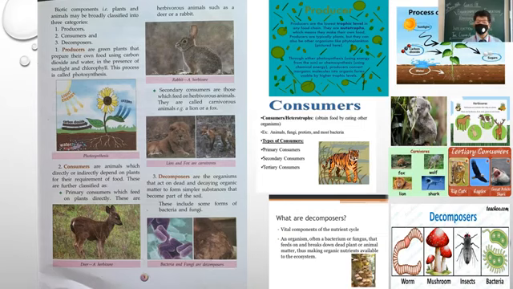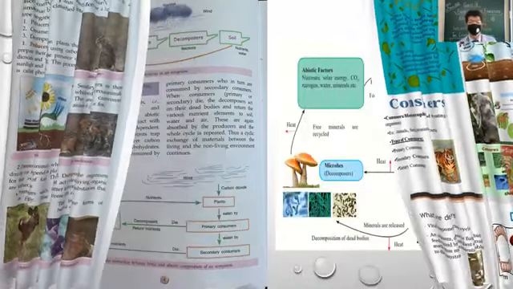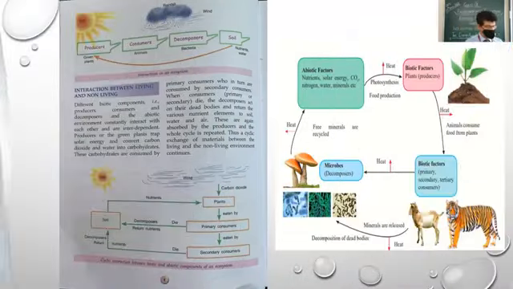Next. So, the interaction between living and non-living. What is the interaction between the non-living and living? Different biotic components, that is producers, consumers, and decomposers, and the abiotic environment constantly interact with each other and are interdependent. So, they depend on each other.